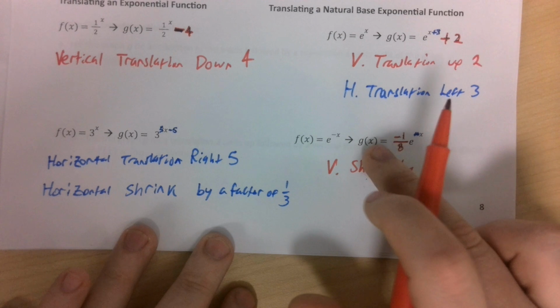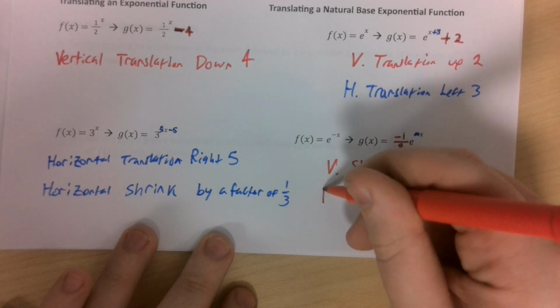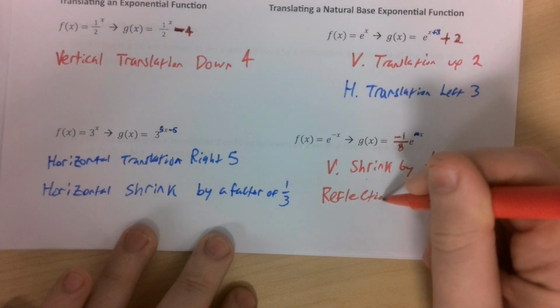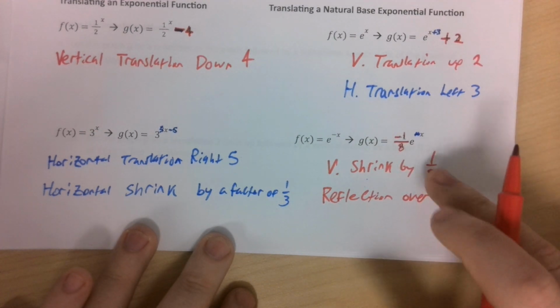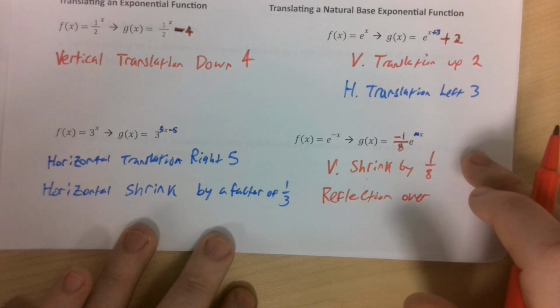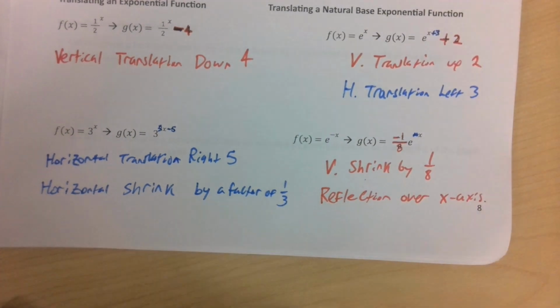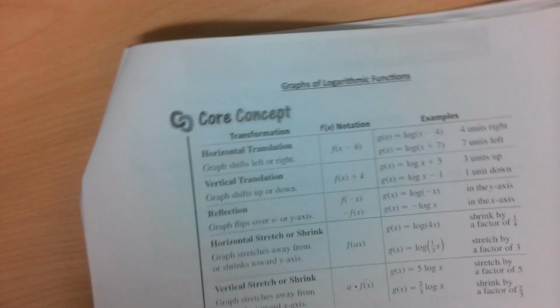The negative sign that's applying here is a different transformation. Anytime we see a negative, it's a reflection over, and since here it's applying to the entire equation, it's going to be our x-axis. Very nice. Let's flip over to the other side and see what we can do with logarithmic functions.